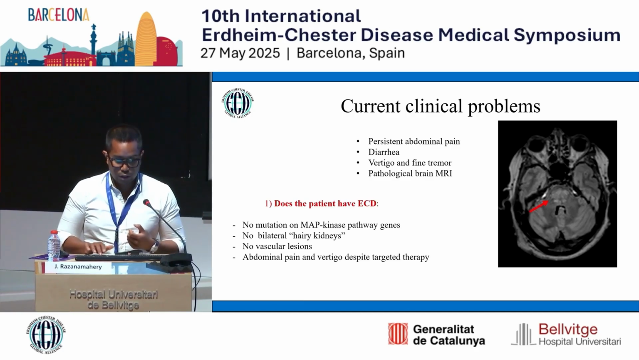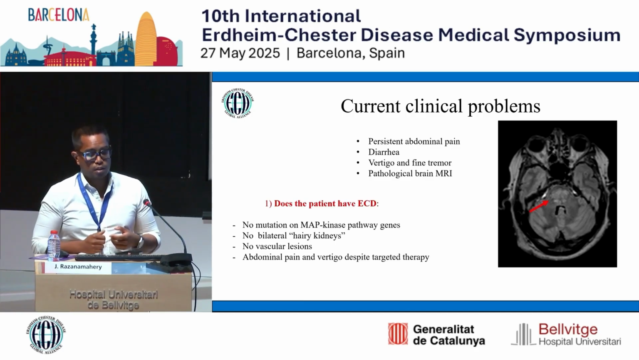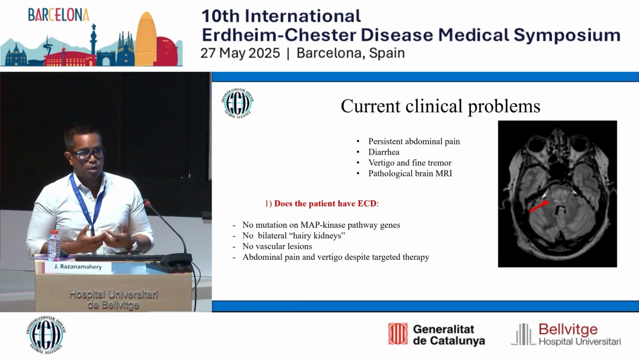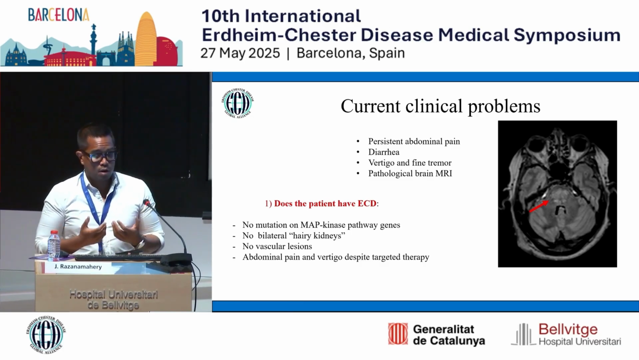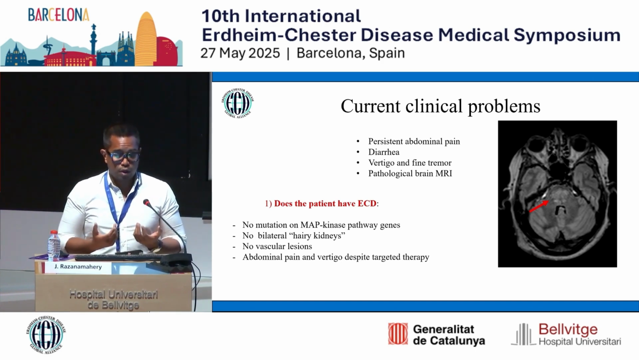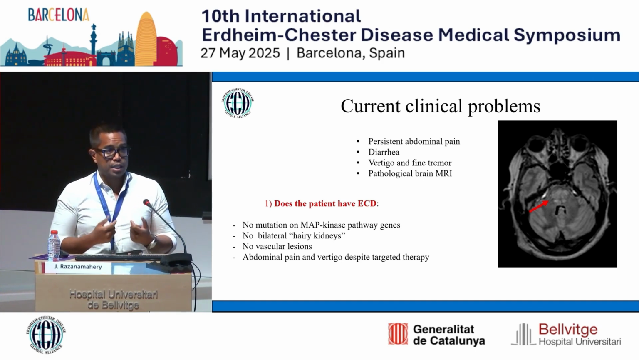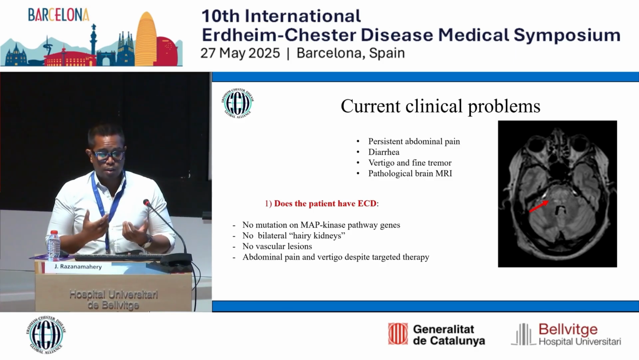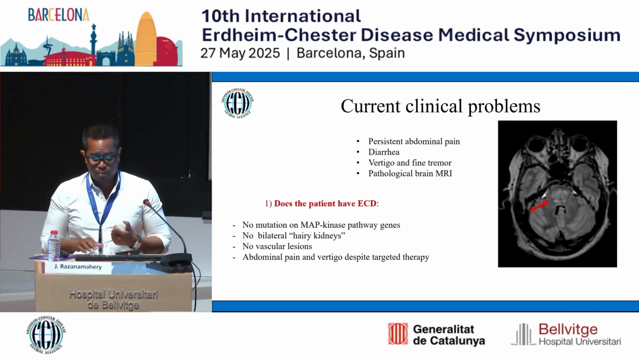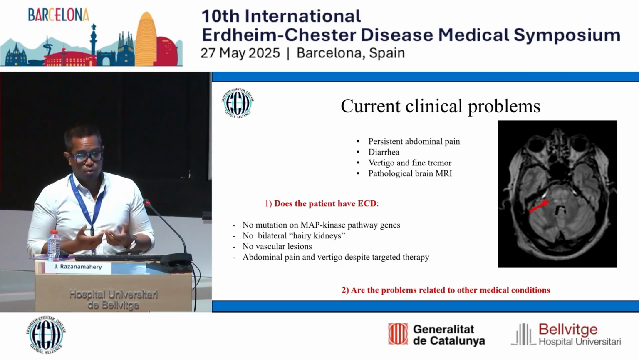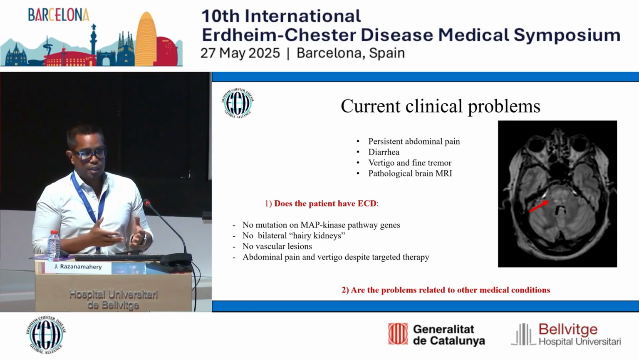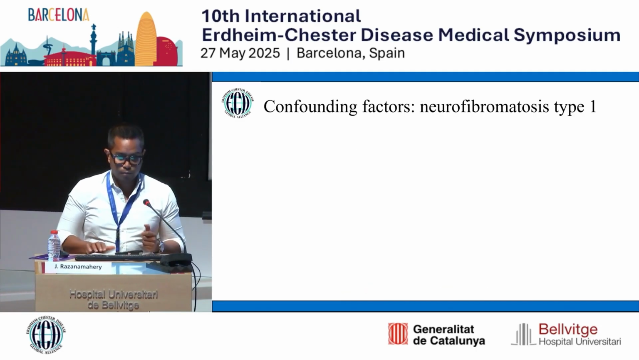So the first question was, does the patient have ECD? Because we don't have a MAP kinase pathway gene mutation, we don't have hairy kidney, we don't have vascular lesion, and the patient still has the symptoms and still has vertigo despite the targeted therapy. And the other question was, are the problems related to the other medical conditions that the patient had?